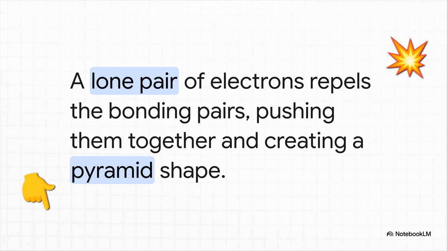It's all because one of those 4 sp3 spots is taken up by that lone pair of electrons. And you can think of this lone pair as being a little pushy. It's a bit of a space hog. It repels the other bonds a little more strongly, shoving them down and closer together and creating that pyramid shape.